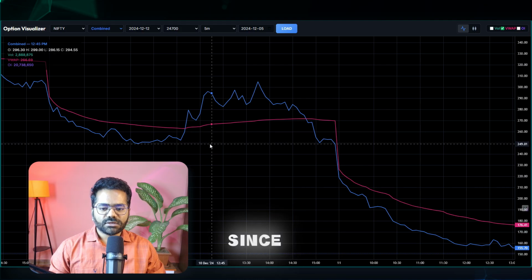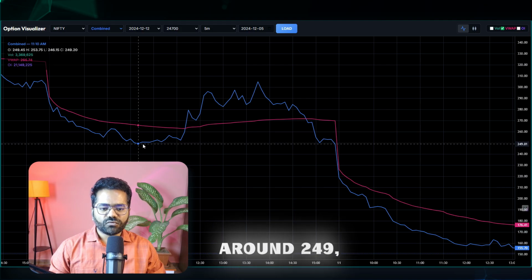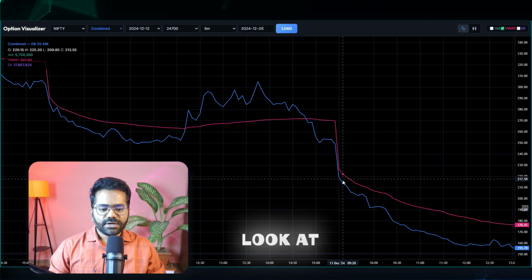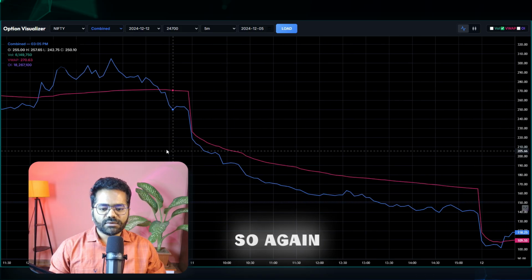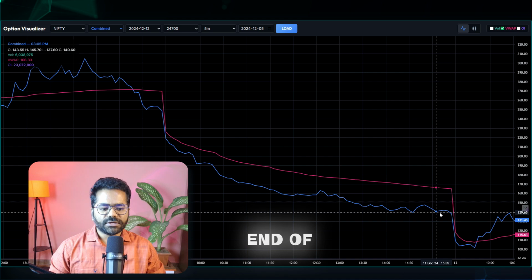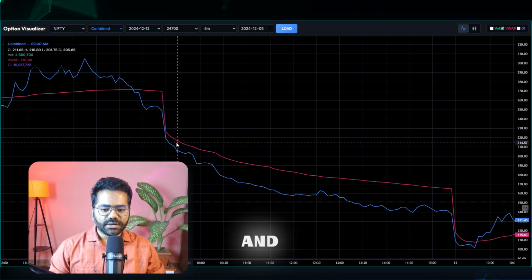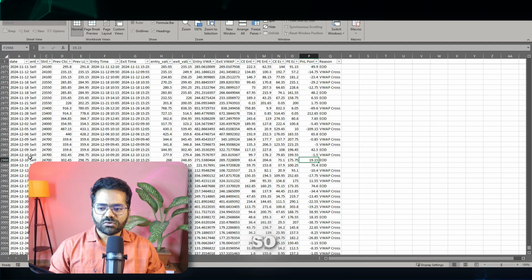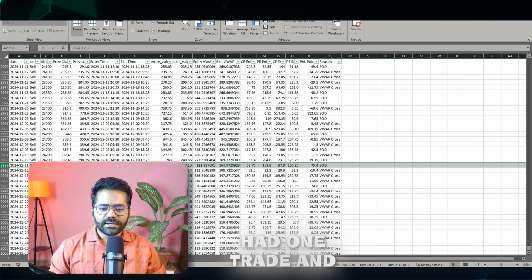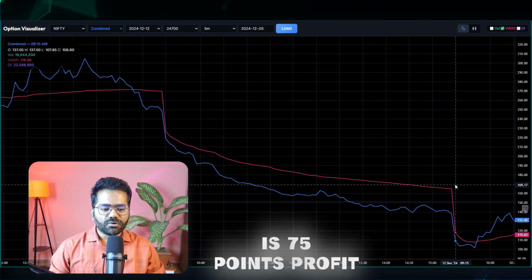And then on 11th, since this is the low value which is around 249, and then if you look at 9:20, this price is lower than VWAP and lower than the previous close. So again we enter here and then at the end of the day we exit. It did not hit the stop loss because the whole day price was below VWAP. So on 11th we had one trade and then the whole day we didn't exit. So at the end of the day it is 75 points profit.